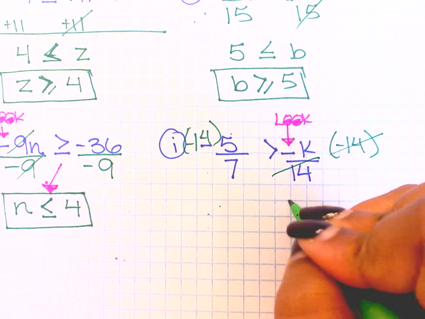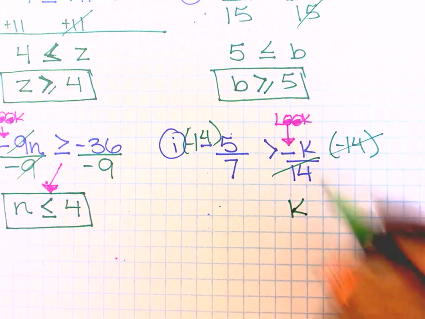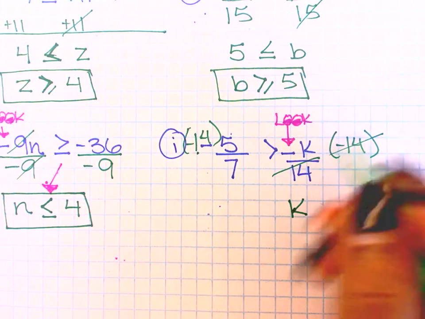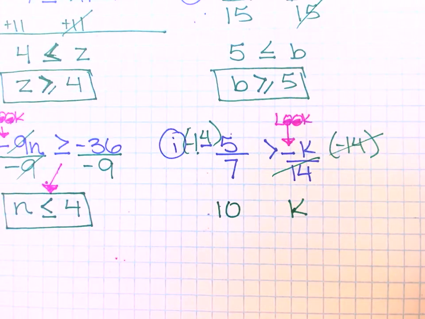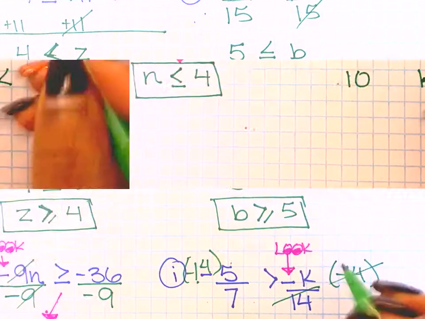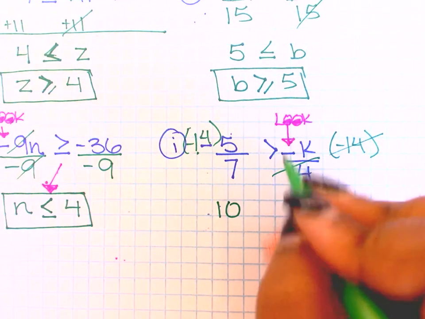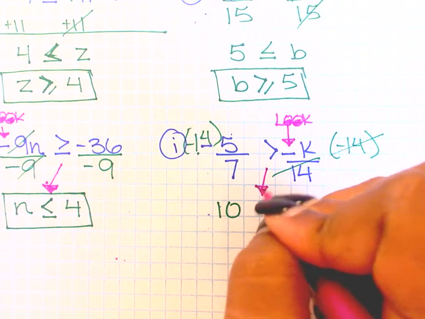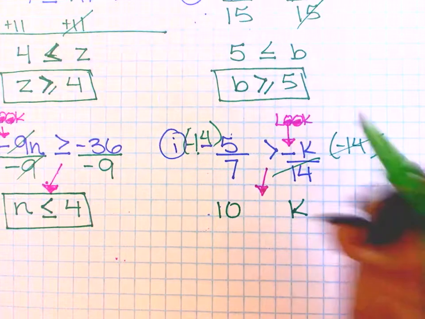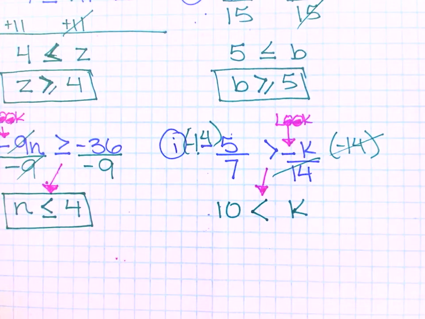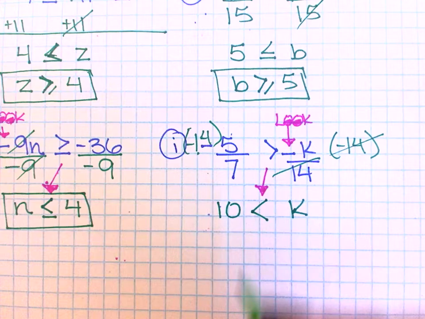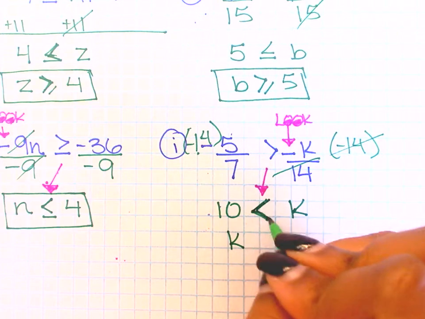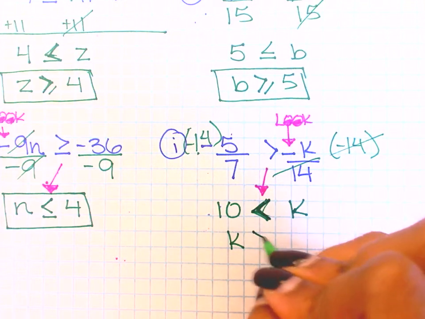Negative 14s cancel, I'm left with k. Now, negative 14 times negative 5 divided by 7 is actually 10. But, again, because I saw that this was negative, that I multiplied by a negative, my sign changes. So my sign becomes less than. But then, can you write it like that? No, you got to put it in the order. Variable first, the open part of the mouth of the sign is towards k, 10.